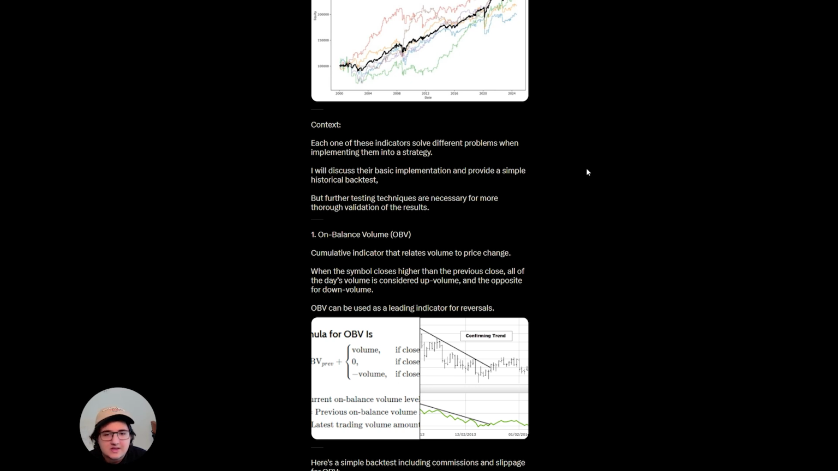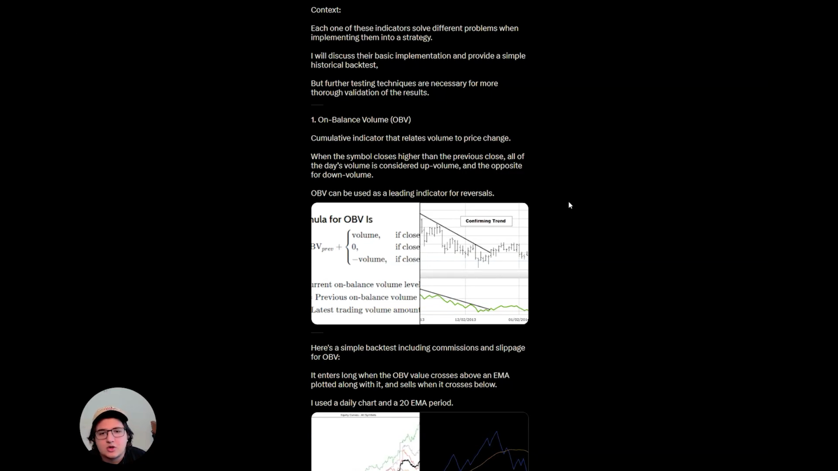Now, to give you some context, each one of these indicators solves different problems when implementing them into a strategy. I will discuss their basic implementation and provide a simple historical backtest, but further testing techniques are necessary for more validation of the results. Now, number one is On Balance Volume. This is a cumulative indicator that relates volume to price change.